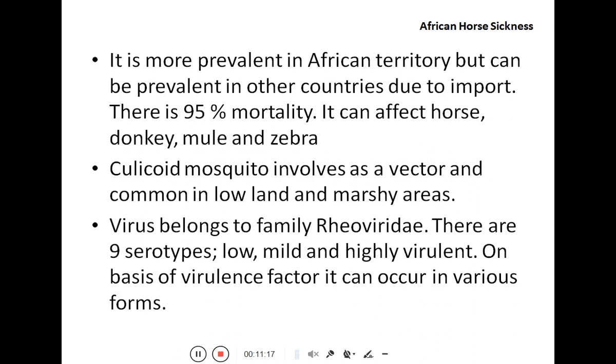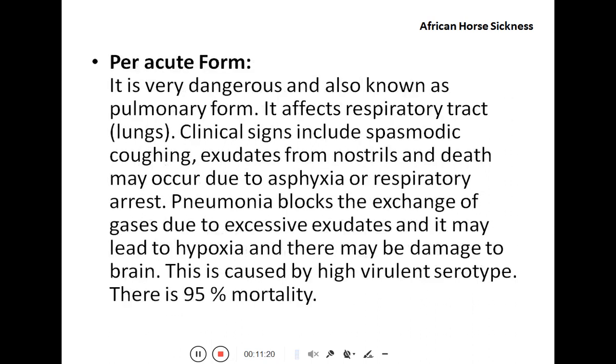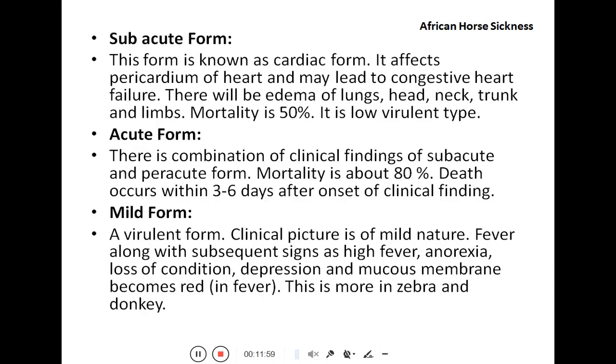On the basis of virulence factor, it can occur in various forms. The peracute form is very dangerous and also known as the pulmonary form. It affects the respiratory tract, and clinical signs include spasmodic coughing and exudate from the nostrils, and death may occur due to asphyxia or respiratory arrest. Pneumonia blocks the exchange of gases due to the excessive exudate, and it may lead to hypoxia, and there may be damage to the brain. This is caused by a highly virulent serotype. There is 95% mortality in case of the peracute form.